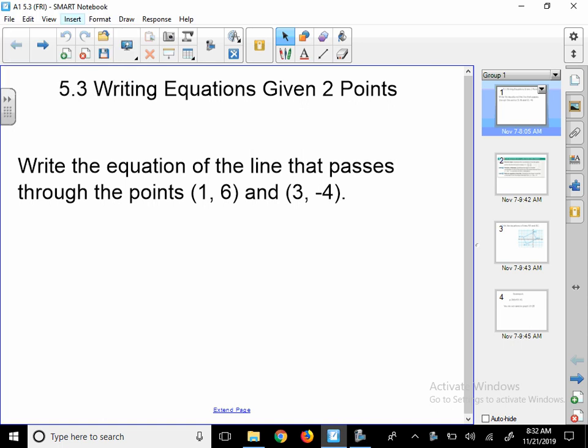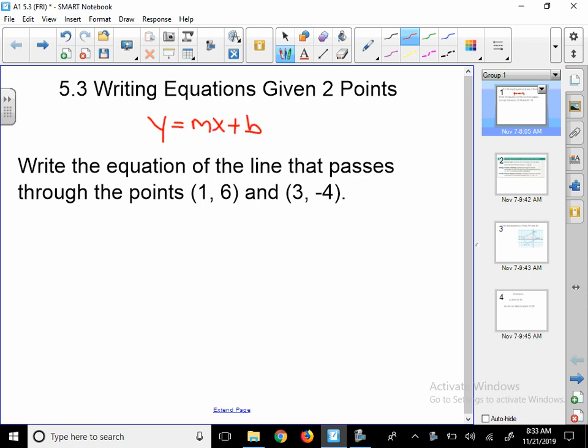Hi everybody, today we're going to talk about section 5.3, writing equations given 2 points. So the last couple days we've kind of stepped up the information that I give you, giving you less and less, and we are still trying to write equations of lines, and we're still going to use our slope-intercept form, which if you remember is y equals mx plus b, slope-intercept form. Know that by name.